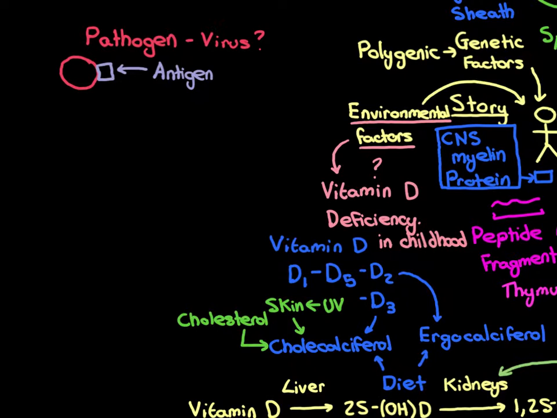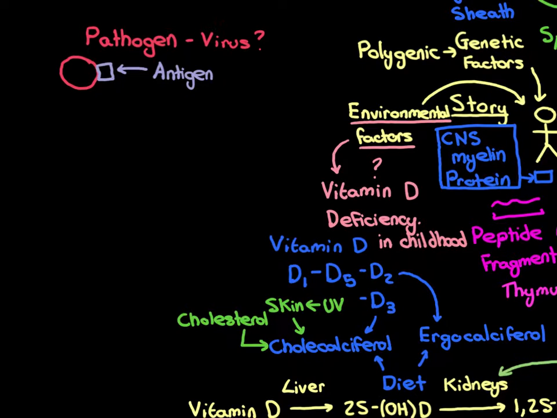What if this pathogen has a protein that has the same peptide fragment in it as the peptide fragment that was present in the CNS myelin protein that the CD4 positive T cells were directed against? What if also it has the same epitope in it as the CNS myelin protein epitope that the B cells were directed against? What if, basically, this protein can also end up initiating this adaptive immune response that could attack the CNS myelin protein? That's what we believe happens.